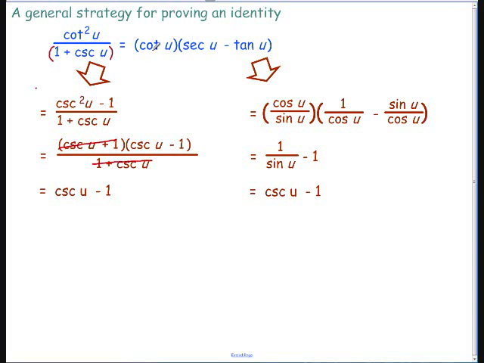On this side, I couldn't see what to do, so I re-expressed everything in terms of sine and cosine and looked for a way to simplify that. And I saw it because when I multiply these together, the cosines cancel out and I end up with 1 over sine u. When I multiply these together, they become 1. So now I can see my whole path.